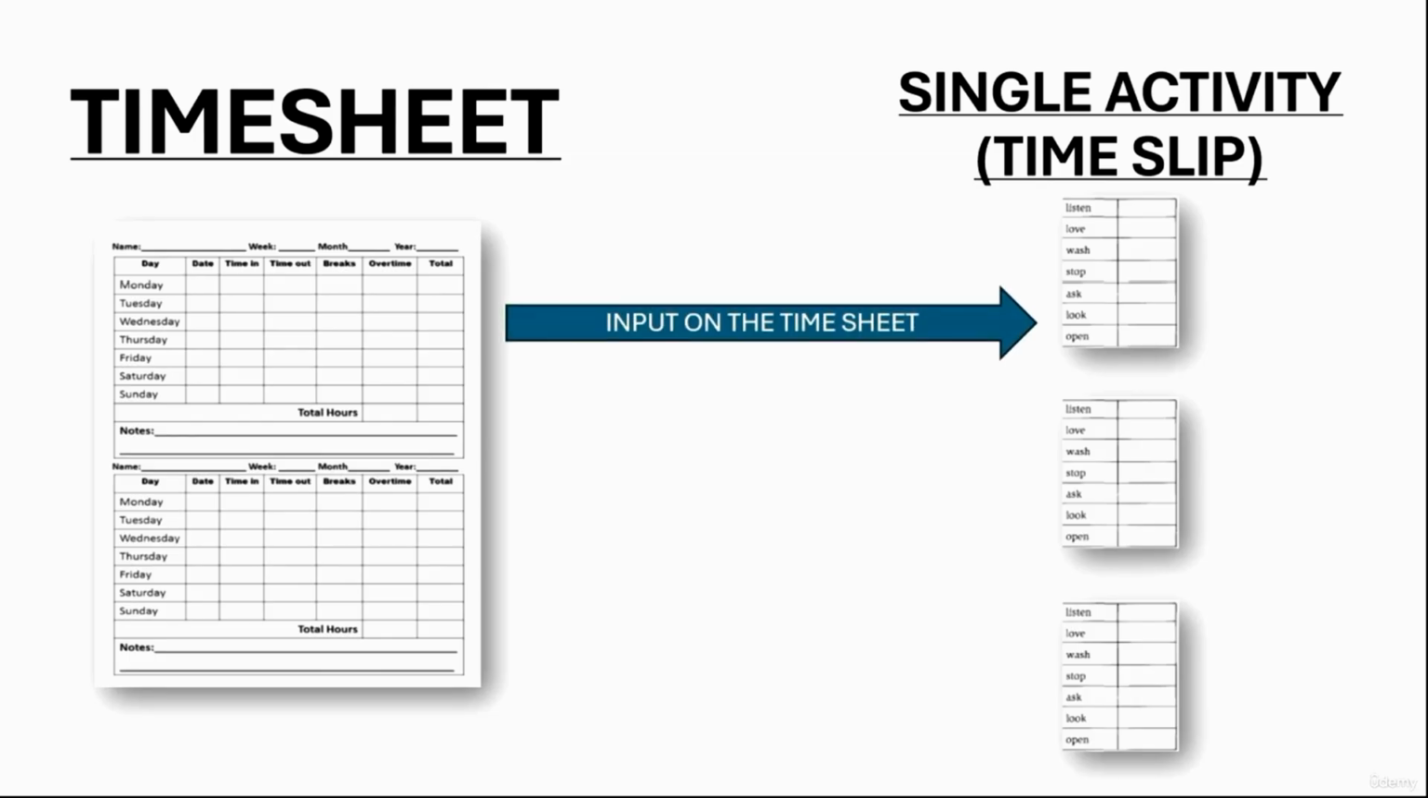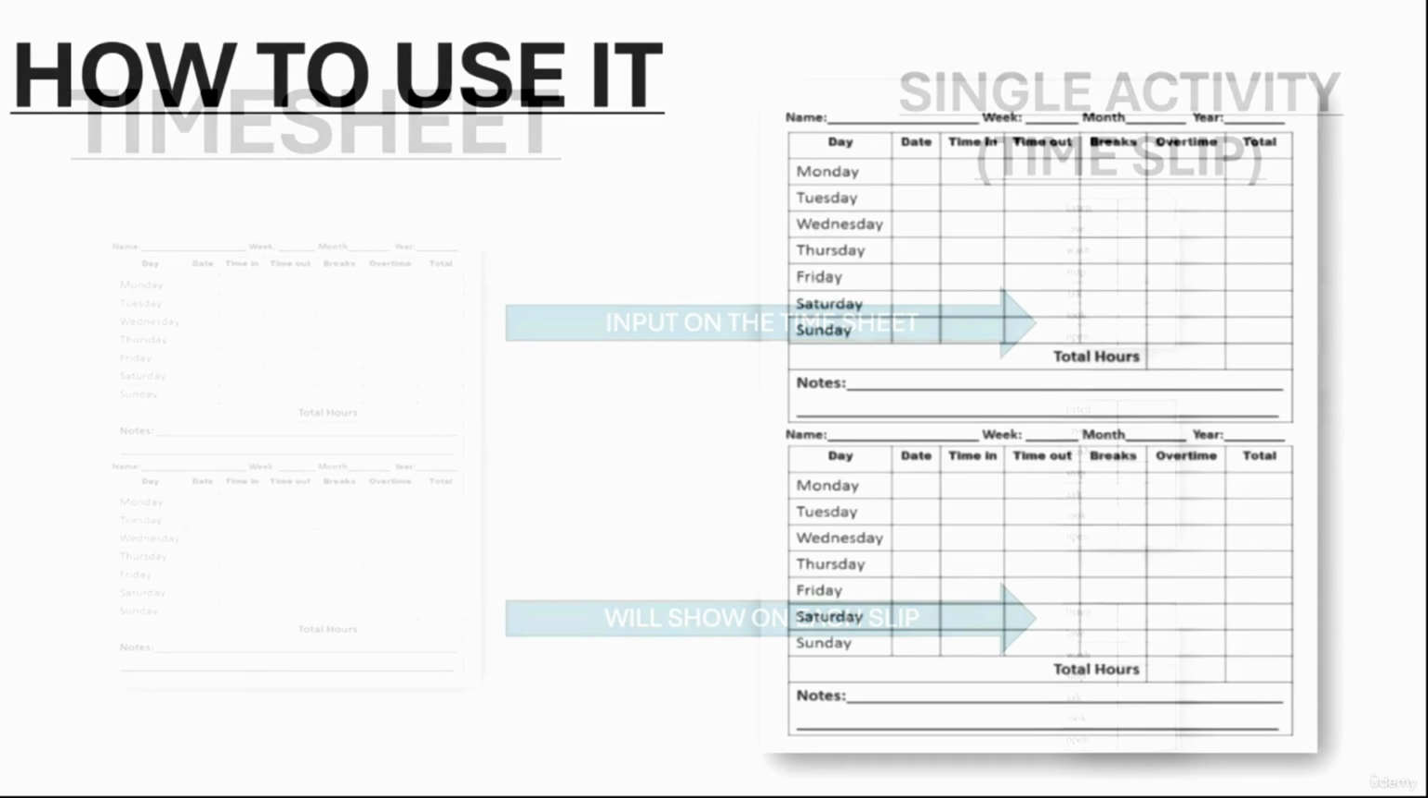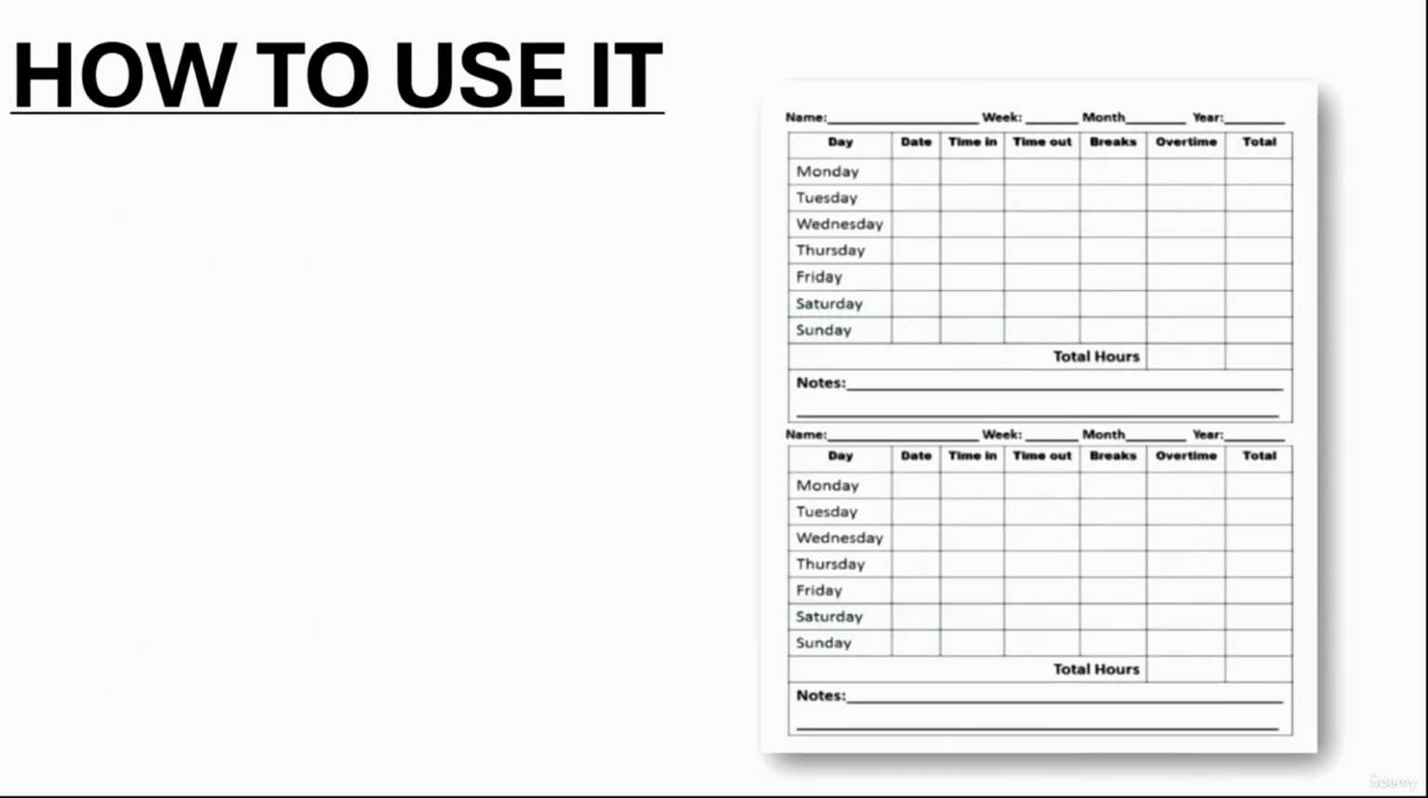If you instead input their time on a weekly timesheet with the same data that we did in the last video, it will automatically show up on the individual time slips when you open the time-related reports. So how exactly does it work?